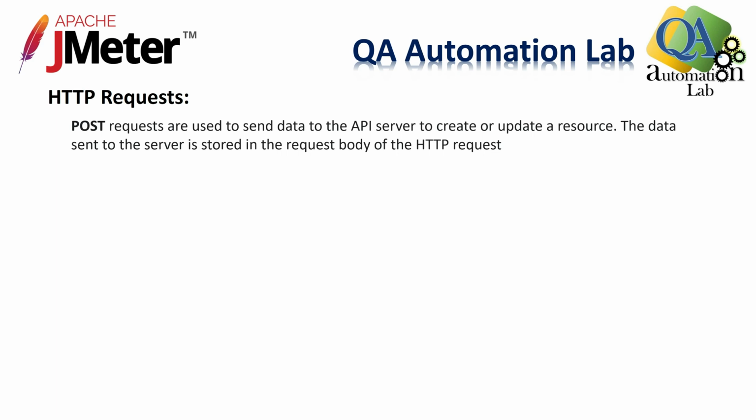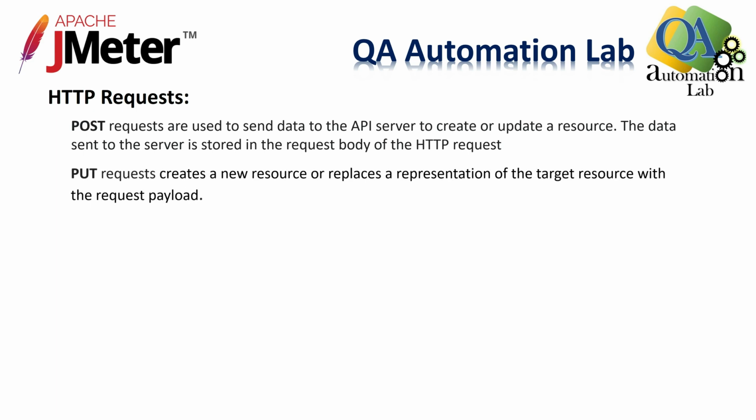Today we are going to see REST API testing with authentication and various requests. Post request, it is used to create a resource or modify the resource. Next one is put request. It creates a new resource or replaces the existing one.